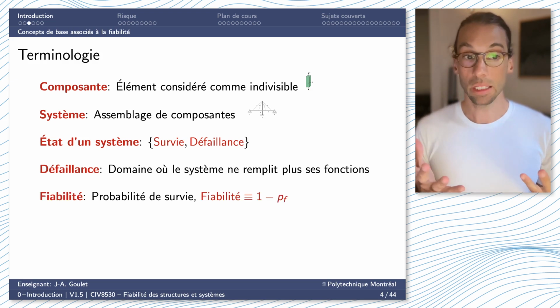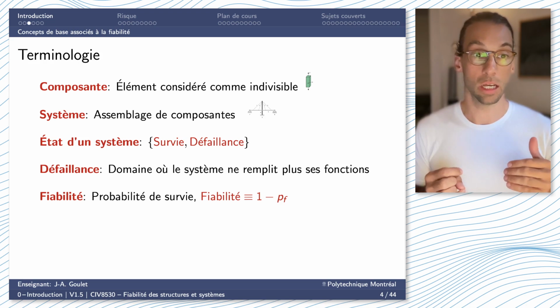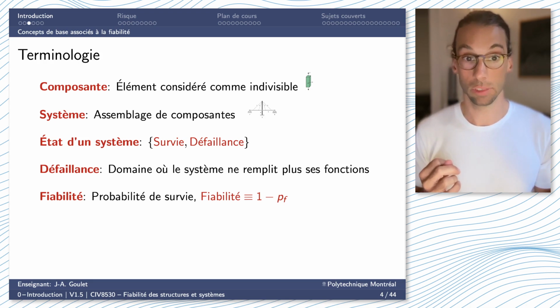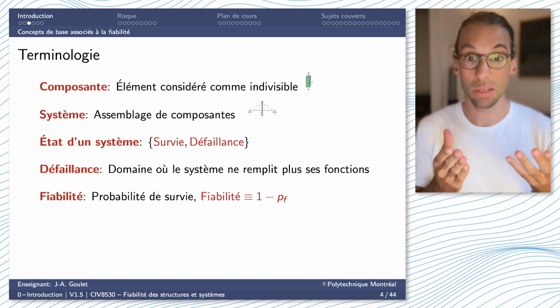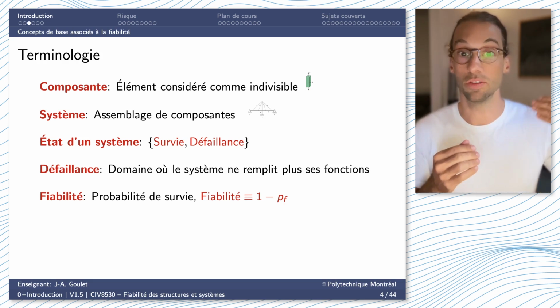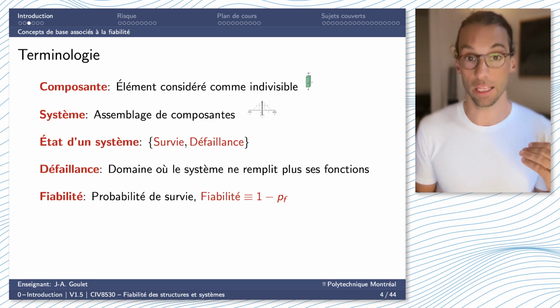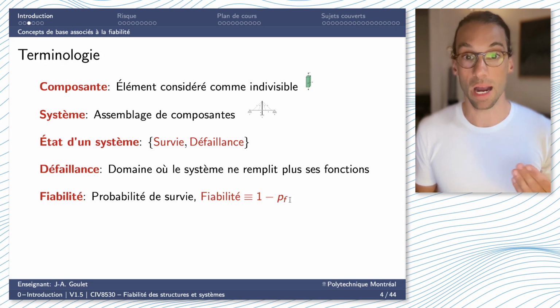The reliability is defined as the probability of survival. But in reliability, typically what we're going to compute is not the probability of survival, it's going to be the probability of failure. The probability of survival is going to be 1 minus PF, probability of failure.